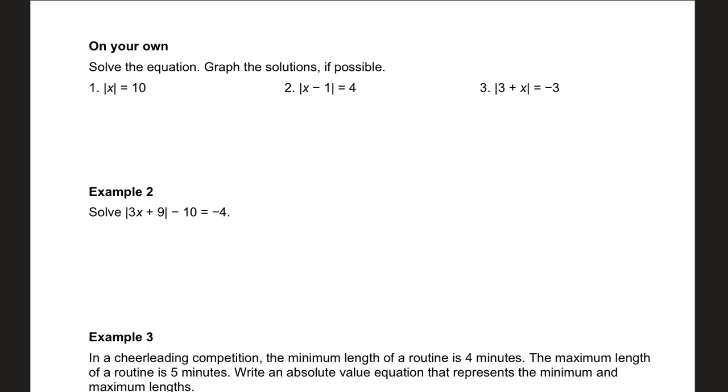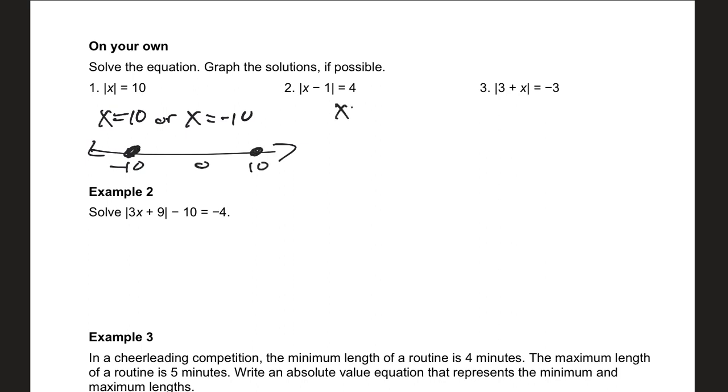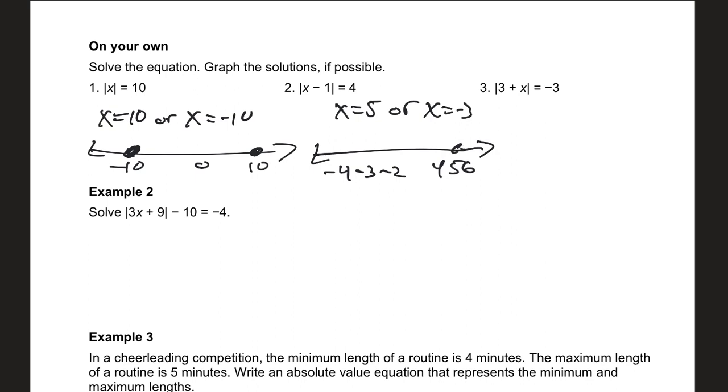The first one here, you should have had x equals 10 or x equals negative 10. And on a number line, you'd have negative 10 and positive 10. And just know that the negative's on the left, the positive's on the right. Number 2, you should have got x equals 5 or x equals negative 3. So on a number line, you're going to have your negative 3 more on the left side, and then the positive 5 on the right. Just make sure that your graph is something like this. Then for number 3, you should have no solution.